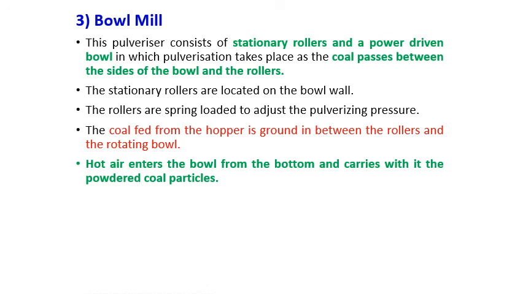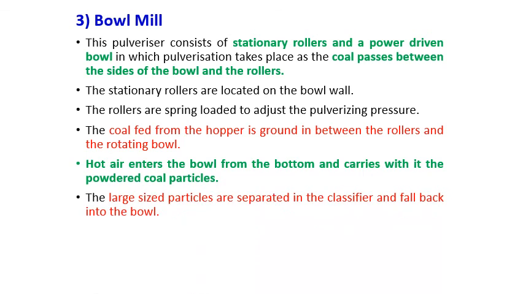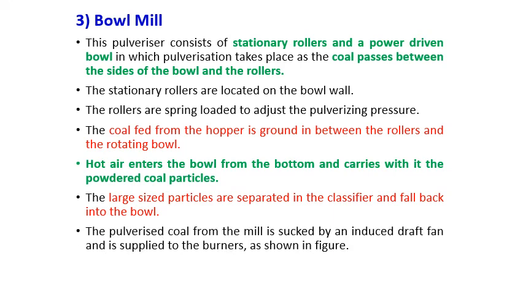Hot air enters the bowl from the bottom and carries the powdered coal particles with it. The large size particles are once again sent to the classifier for further action. The pulverized coal from the mill is sucked by the ID fan, as we have discussed in the figure.